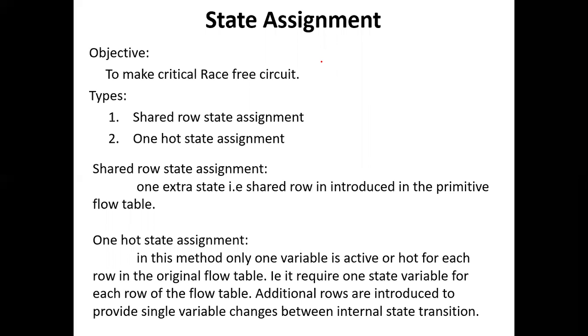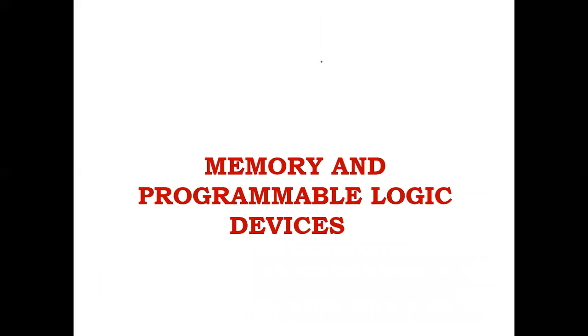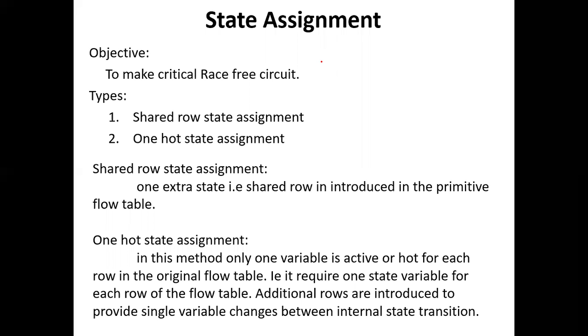In shared row state assignment, one extra state, that is a shared row, is introduced in the primitive flow table. One hot state assignment means that in this method only one variable is active or hot for each row in the original flow table. That is, one state variable is required for each row of the flow table. Additional rows are introduced to provide single variable changes between internal state transitions. These are the state assignment concepts used in asynchronous sequential circuits.